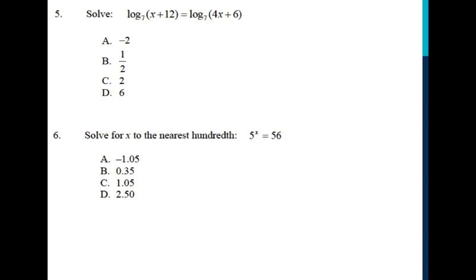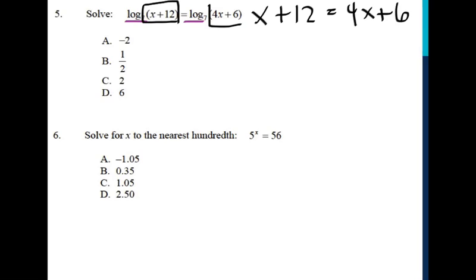Number 5. This one is so nice. They're both log base 7. When these bases are the same, let's just set them equal to each other. X plus 12 equals 4x plus 6. All you do is set this guy equal to this guy.